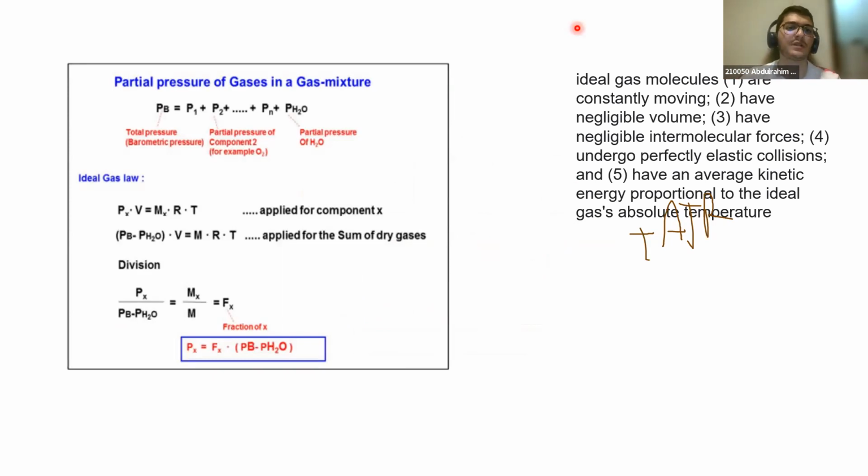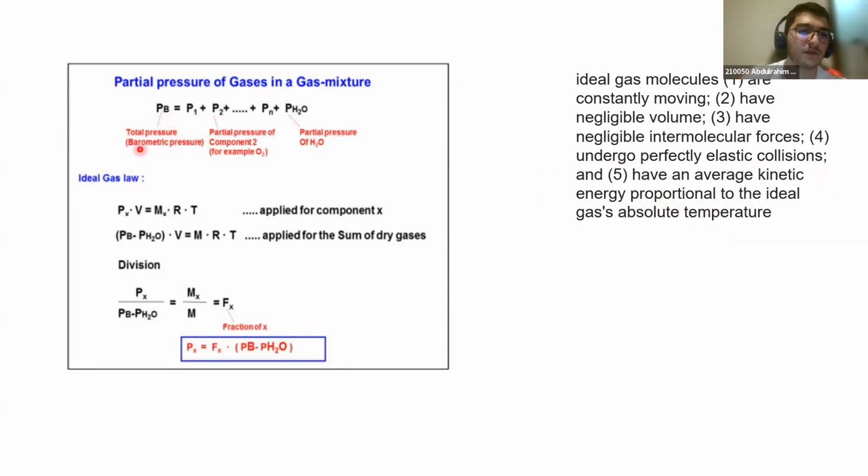So here there's the ideal gas law. When we are saying ideal gas law, there are 5 assumptions: the gases are constantly moving, they have negligible volume, they have negligible intermolecular forces, so forces between molecules, the Dalton and the London dispersion and those things, they undergo perfect elastic collision, that means there's no loss of energy, and they have an average kinetic energy proportional to the gas's absolute temperature.